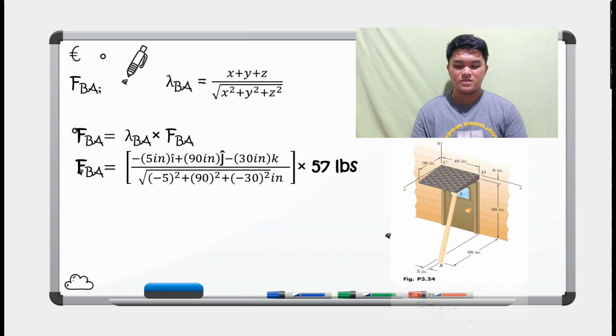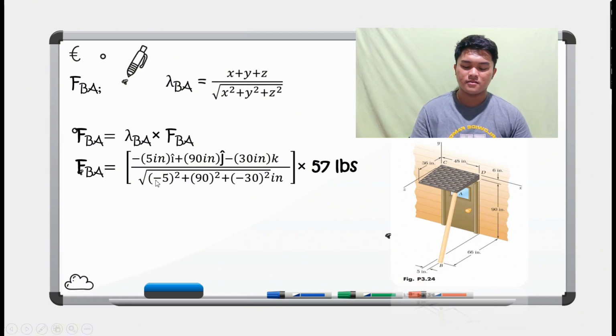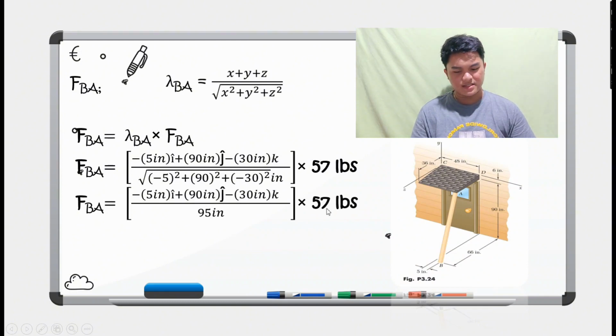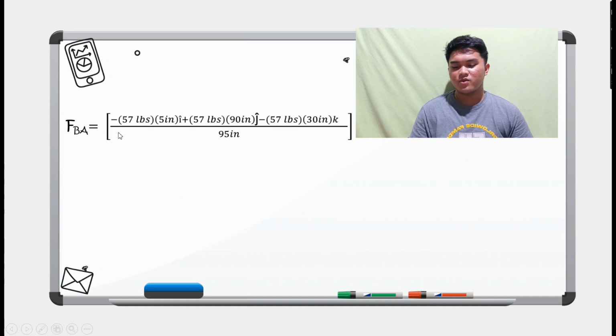Since now we have the values of our x, y, and z components, the next thing that we are going to do is substitute them into our denominator. As we can see in here, it is already substituted. What we are going to do with this is simplify it. Simplifying our denominator will get us 95 inches. Next, we are going to multiply 57 pounds to our numerator. As we can see in here, we have distributed 57 pounds to our numerator.